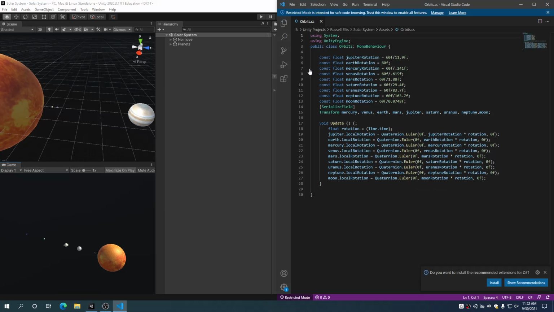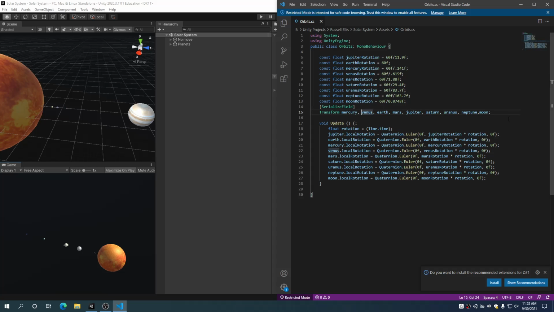And if we jump over to the code, this is pretty much just using the same code from the clock, with similar things like using the quaternion Euler rotation, as well as creating constants over here at the top that I can multiply by the time, and that will let me create a different rotation per second for each planet. That means they don't all rotate at the same time and at the same speed.